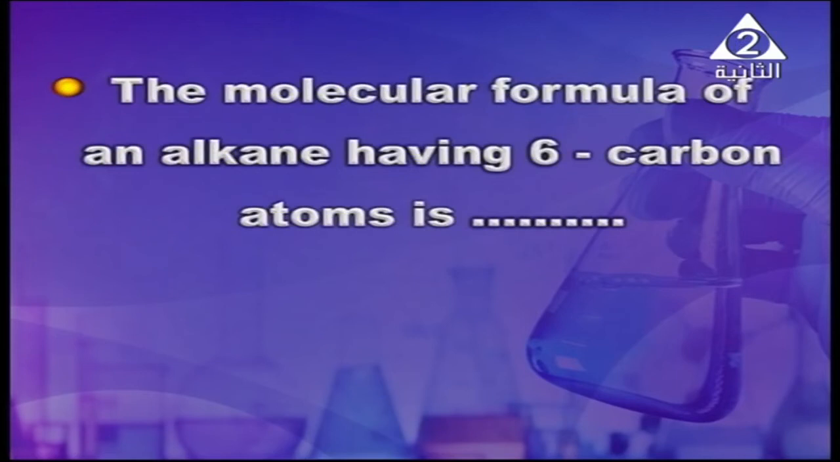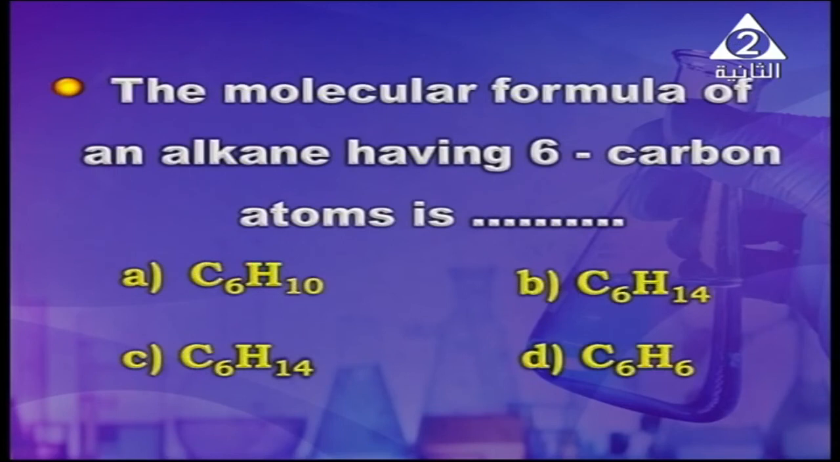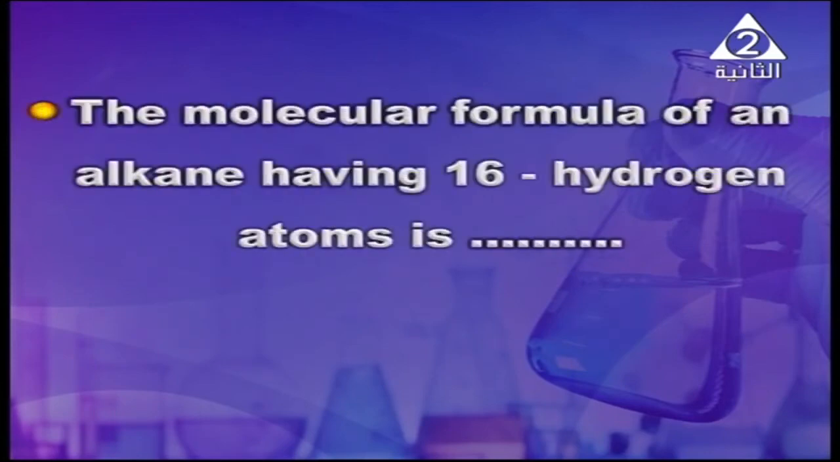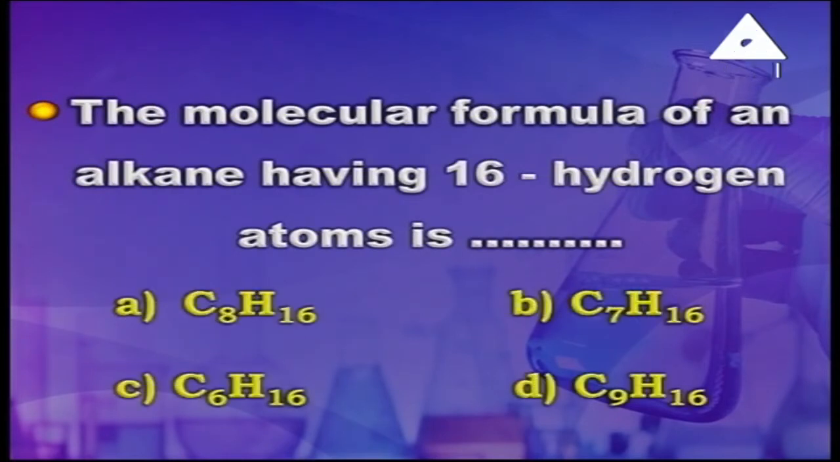Next point, the molecular formula of an alkane having 6 carbon atoms is what? Is it C6H10, C6H14, C6H6? If you think about it, yes, it will be C6H14. Next point, the molecular formula of an alkane having 16 hydrogen atoms is what? C8H16, C7H16, C6H16, C9H16? If you think about it, yes, it will be C7H16.